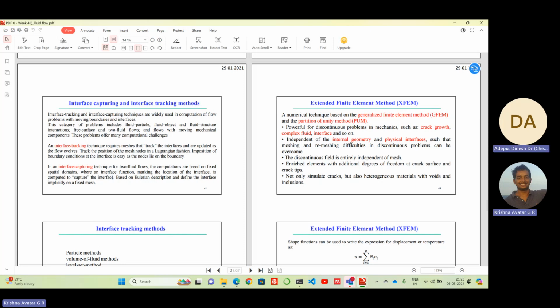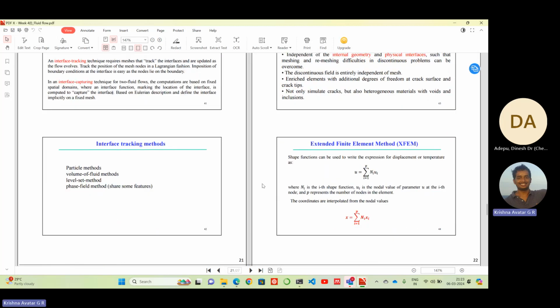And it's independent of the internal geometry and physical interfaces, such that the meshing and remeshing difficulties in discontinuous problems can be overcome. The discontinuous field is entirely independent of the mesh. And we use enriched elements with additional degrees of freedom at crack surfaces and crack tips. Not only does it simulate cracks, but also heterogeneous materials with voids and inclusions.